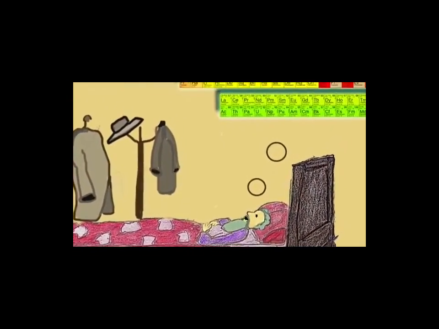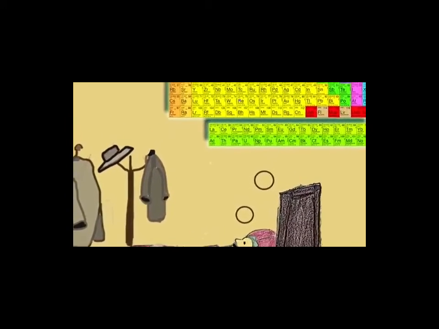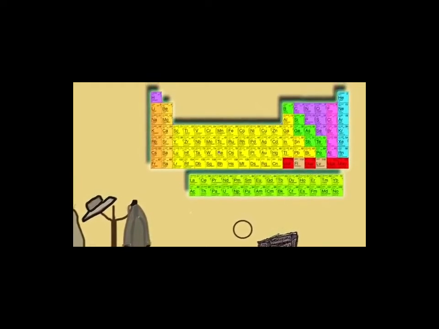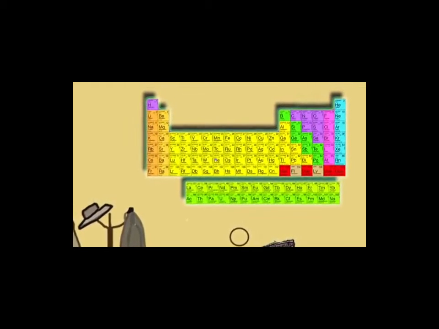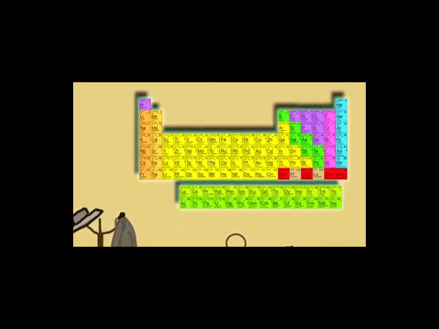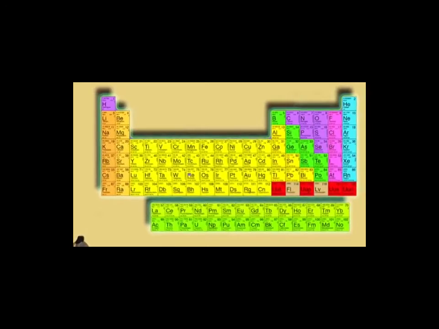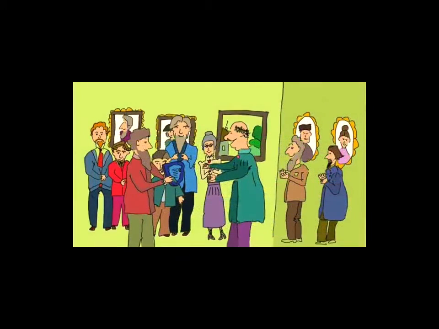He later said, "I saw in a dream a table where all the elements fell into place." The moment he woke up, he wrote it down on a piece of paper. As the brilliant French scientist Louis Pasteur said, "Fortune favours the prepared mind," and his life's work and the work of others had made him ready for this moment.